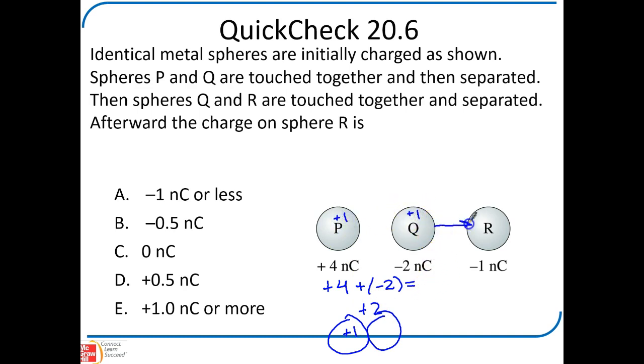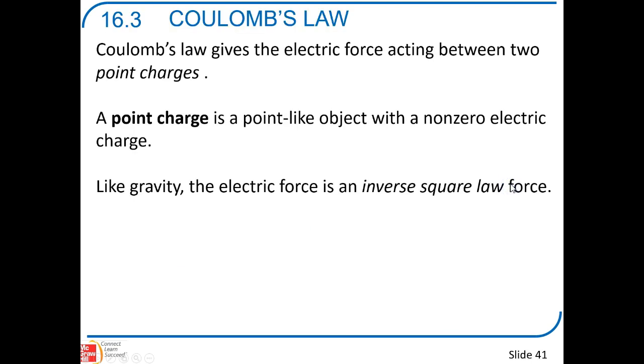Now we're going to take Q and touch it to R, and when I do that, I get +1 plus -1, and I end up with a net charge of 0 after they are separated. So our only answer for this question is letter C, and that is 20.6.